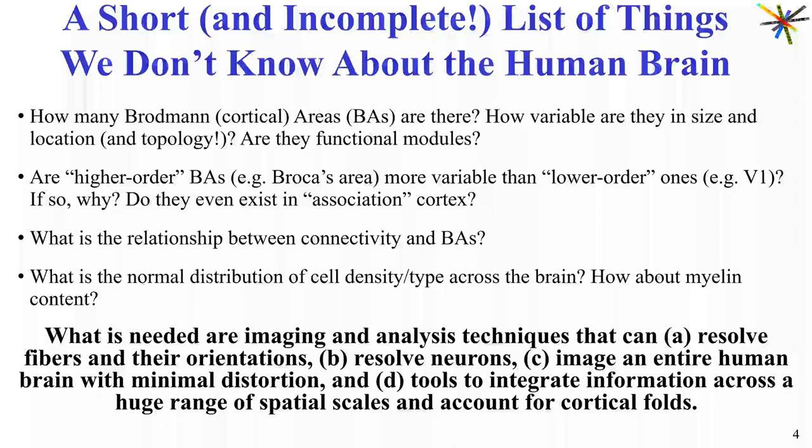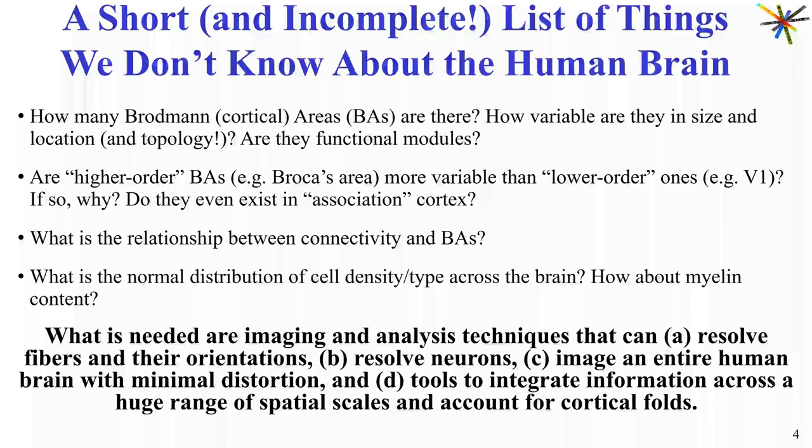Are they functional modules? I'll show a little bit of data on this just because it's fun. We know that they are more or less functional modules in primary cortex, but we don't really know that as we get out of primary and secondary cortices. We have some data showing that higher order, that is association cortex, areas are more variable in their location than lower order ones. Why is that true? We don't know.